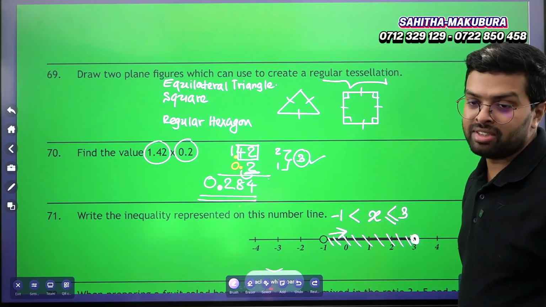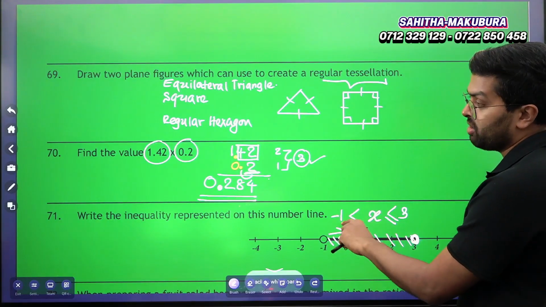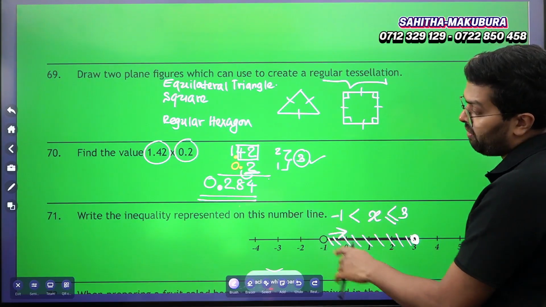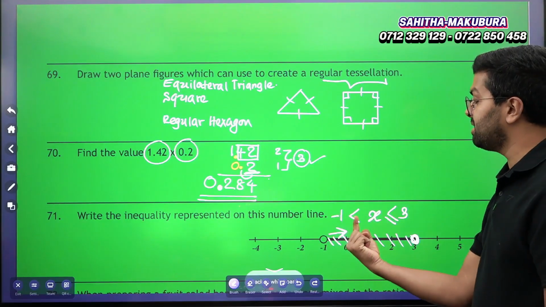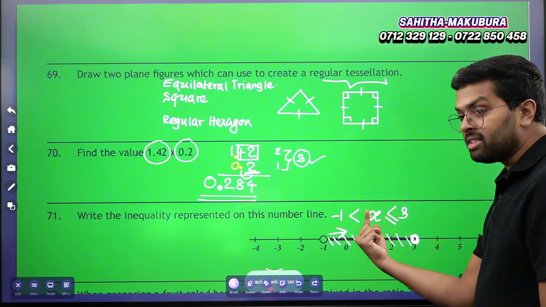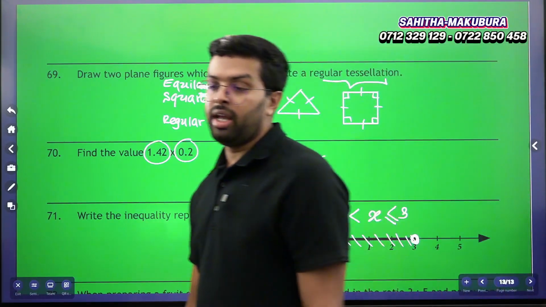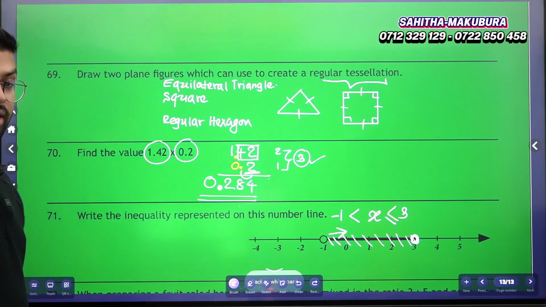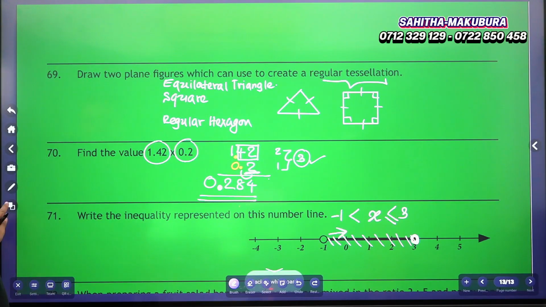Can you remember this inequality lesson? If it is equal, you shade the circle. If it is not equal, you just draw an open circle, right? So the inequality represented on this number line is: negative 1 is less than x and x is equal or less than 3. That is the answer. Correct? Clear? Okay? Alright.